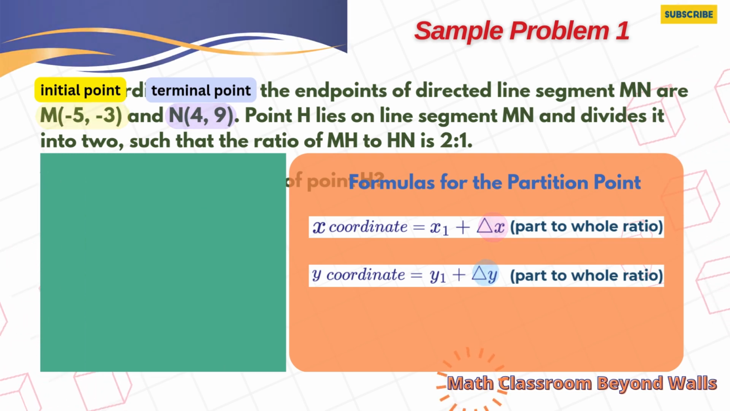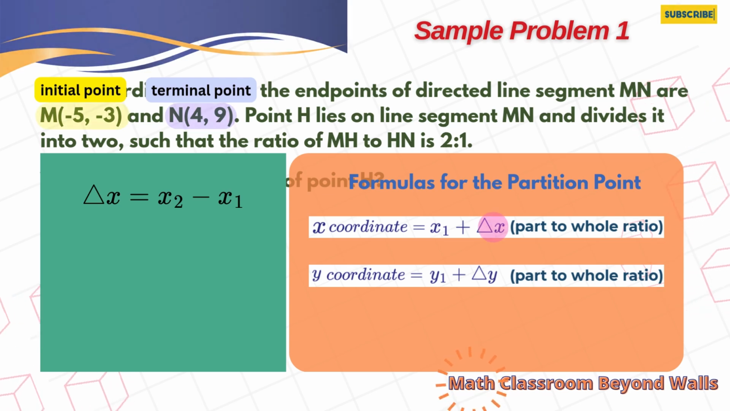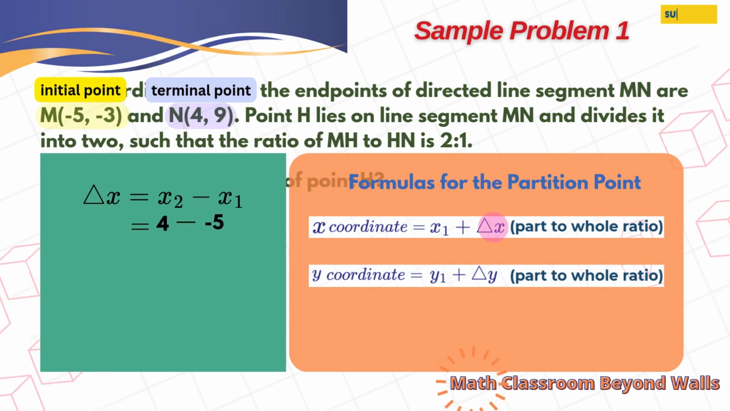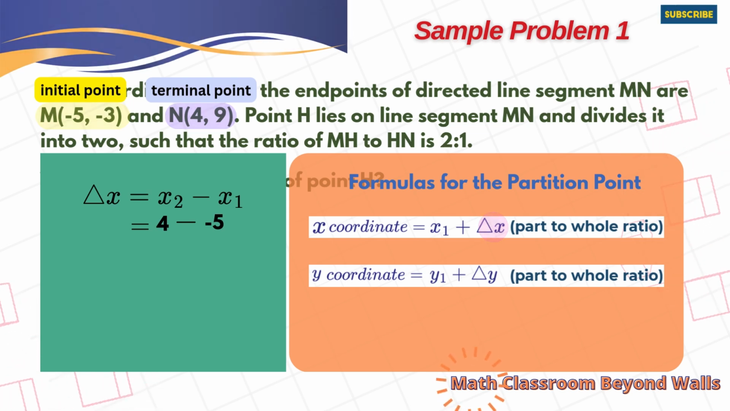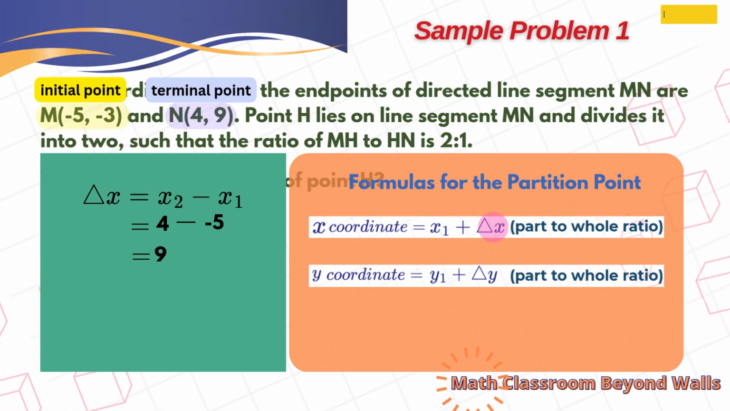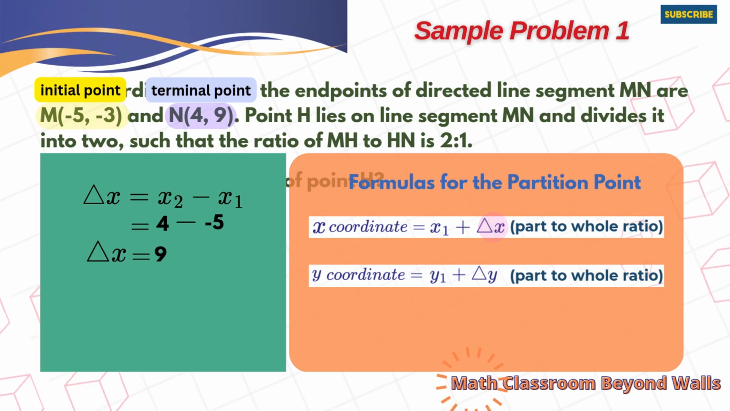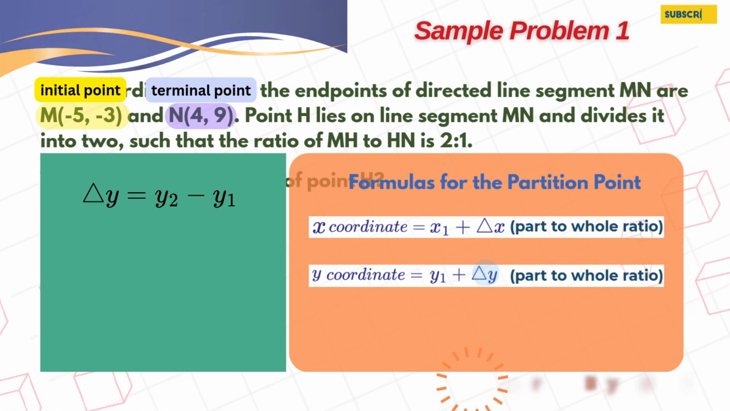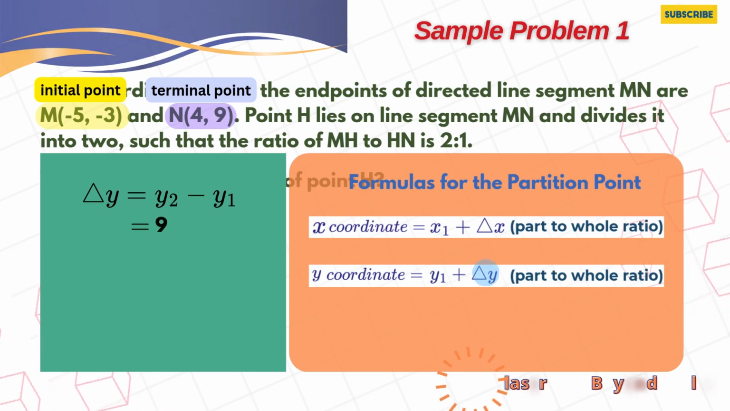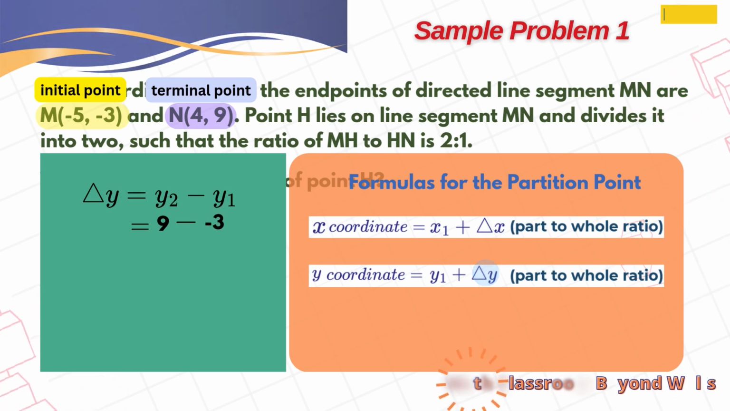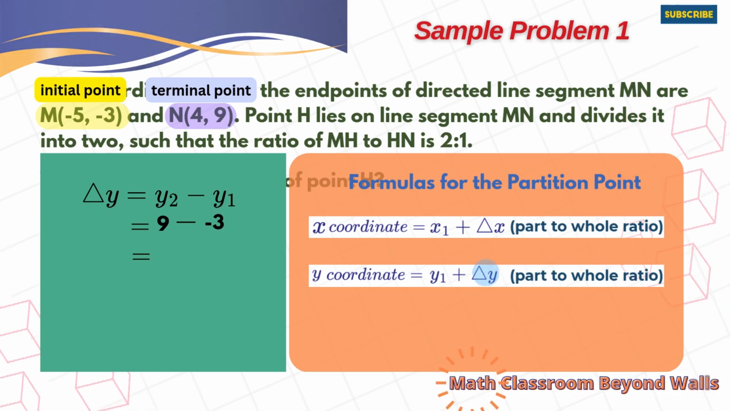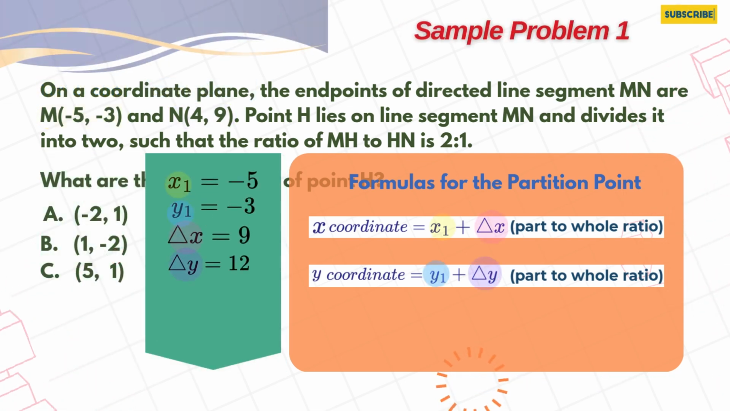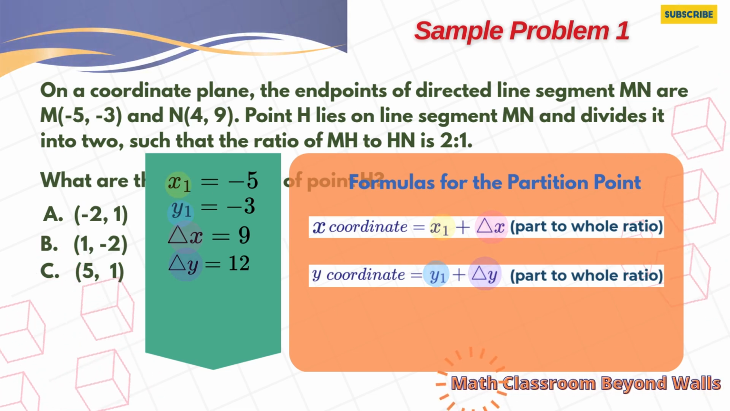For the change in x, we have x2 minus x1. Plugging in the values, we have 4 minus -5. 4 minus -5 is 4 plus 5, giving us 9. Thus, the change in x is 9. For the change in y, we have y2 minus y1. Plugging in the values gives 9 minus -3. Now, 9 minus -3 is 9 plus 3, and this gives us 12. Hence, the change in y is 12. We're done with the first and the second terms on our formulas.